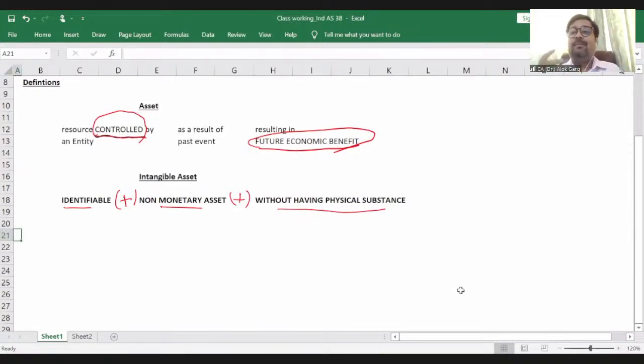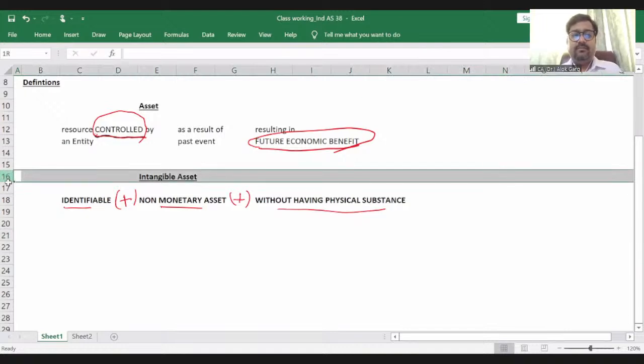What is meant by without having physical substance? It means the physical substance will not be there. For example, spectrum license, rights, software. In case of an intangible asset, you cannot see it, you cannot hold it, you cannot touch it, but yes, you can feel the future economic benefit or rights which are arising out of such intangible assets.